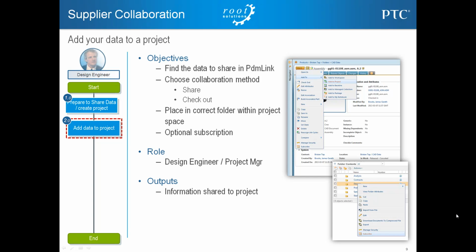When we add the data to the project, we have the opportunity to choose our collaboration method. So if we choose to share it to that project, it means that people can still use visualization to view it, maybe mark it up, and just interrogate the data, or we can choose to check it out, which means that we're giving them the capability to make modifications via Creo. The other thing with this adding to the project is that we can choose the folder in which it's going to live within that project space, which is obviously quite nice.